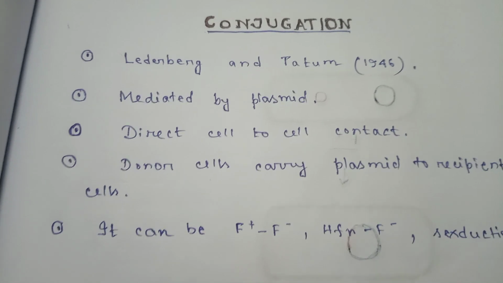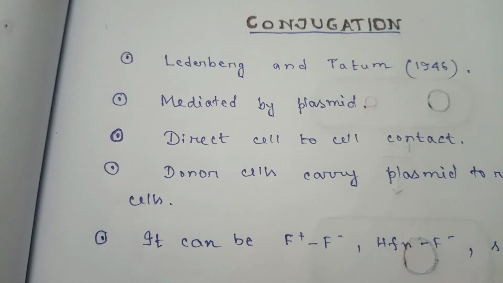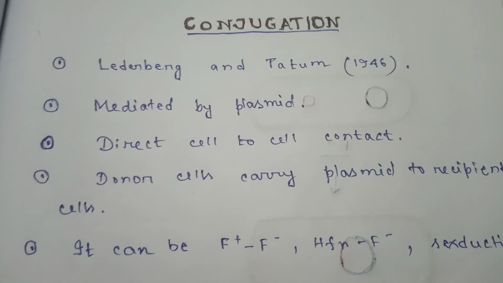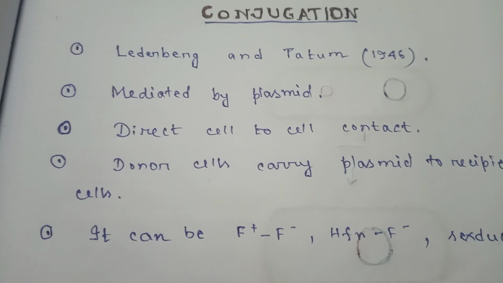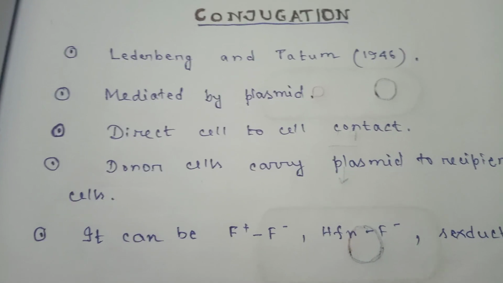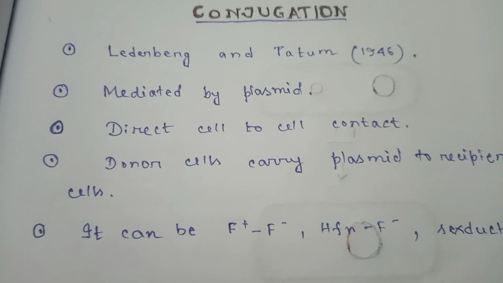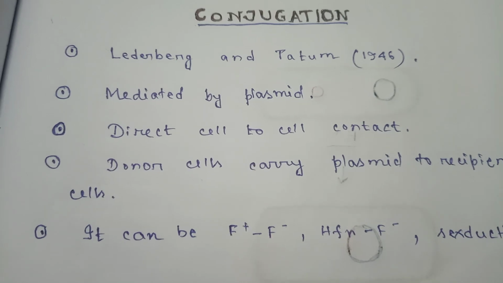Now what happens in gram negative bacteria? This plasmid actually carries the code for the synthesis of sex pili, or in singular, sex pilus. These are projections from the donor cell surface that contact the recipient and help bring the two cells into direct contact so that the F factor can be transmitted, right?